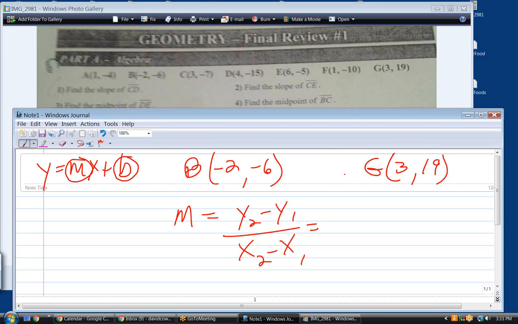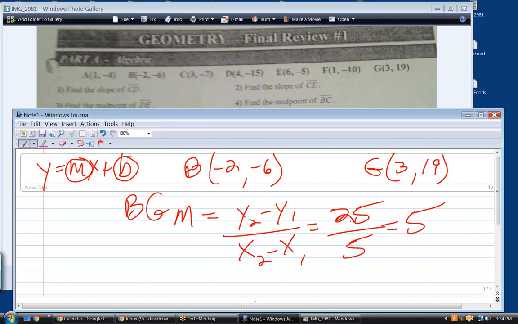What is the slope of this line, BG? So 19 minus negative 6. That is 25. And then 3 minus negative 2 equals 5. Okay. So the slope is 5. And so I now can do what? I would rather it if I didn't say anything at all. You tell me what to do next.